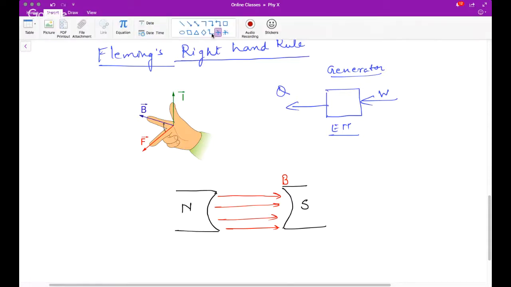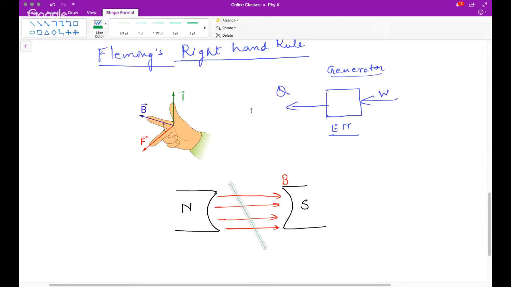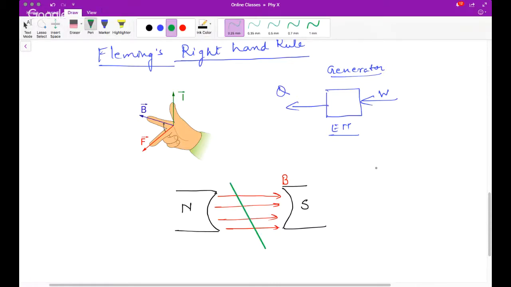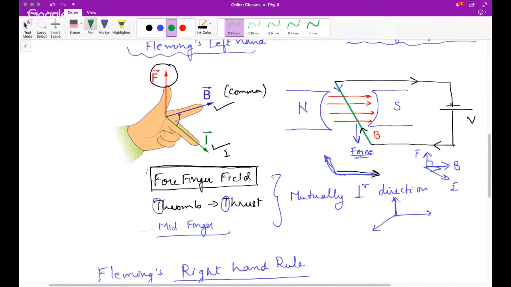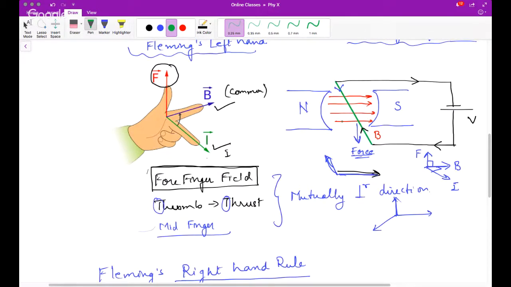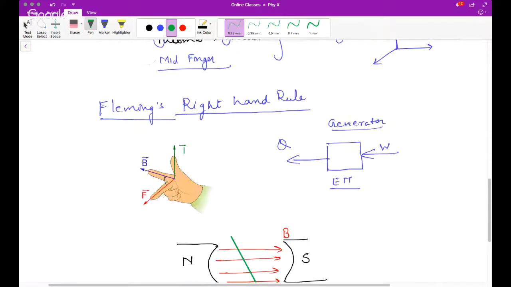How? Let me put a conductor. And in the previous case, we had applied an external power source. If you see, there was an electrical power source. So this was the input. I provided some electrical energy, and the conductor started moving under the influence of this magnetic field combined with electric current moving in that magnetic field. Now, the reverse is also true.